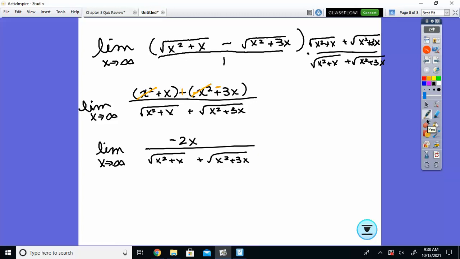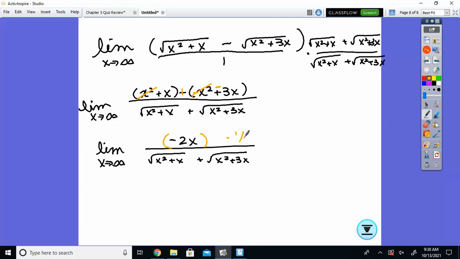Is it possible to figure out what this is turning into now? If I plug it into the top, I get negative infinity. On the bottom, we're adding lots of really big numbers, so the bottom is infinity. Negative infinity over infinity, do we know what that turns into? So what do we do? Highest power of x. Okay.